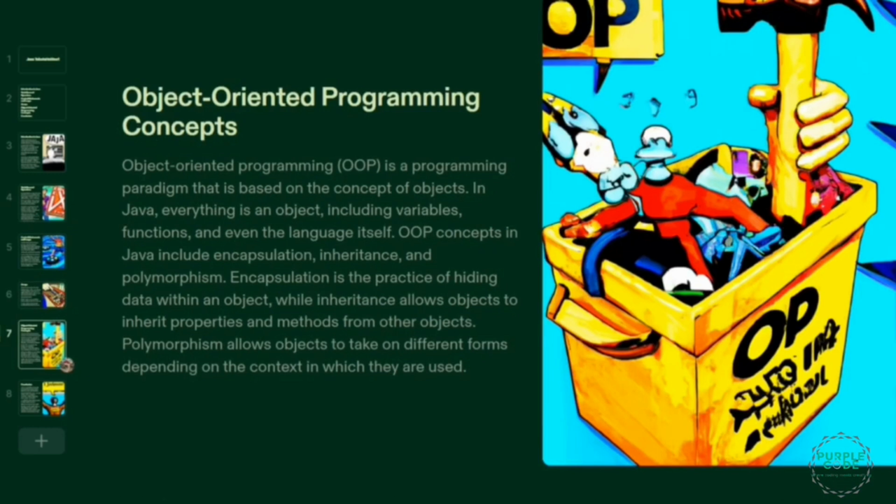Object-oriented programming (OOP) is a programming paradigm that is based on the concept of objects. In Java, everything is an object, including variables, functions, and even the language itself. OOP concepts in Java include encapsulation, inheritance, and polymorphism. Encapsulation is the practice of hiding data within an object, while inheritance allows objects to inherit properties and methods from other objects. Polymorphism allows objects to take on different forms depending on the context in which they are used.